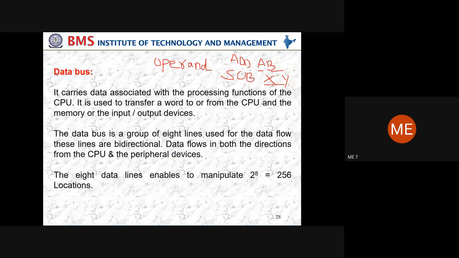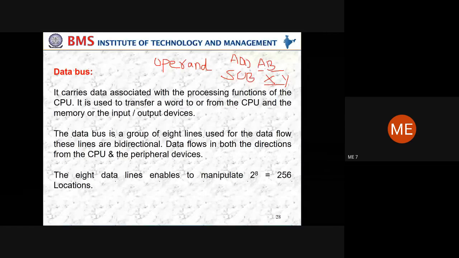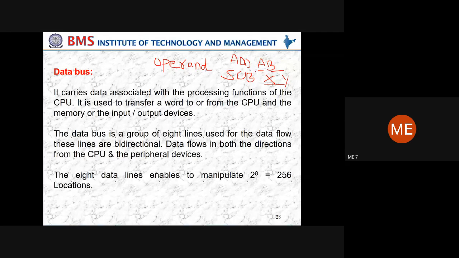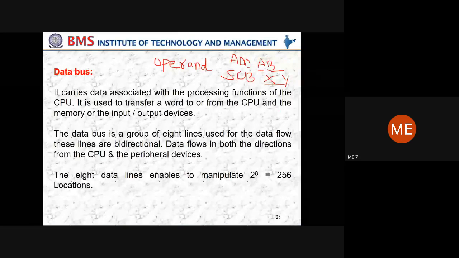It is used to transfer a word to or from the CPU and the memory or the input devices. That means data can be transferred to the CPU, or extracted from the CPU, or put into the memory, or extracted from the memory. Obviously it should be a to-and-fro method, so it is bidirectional.